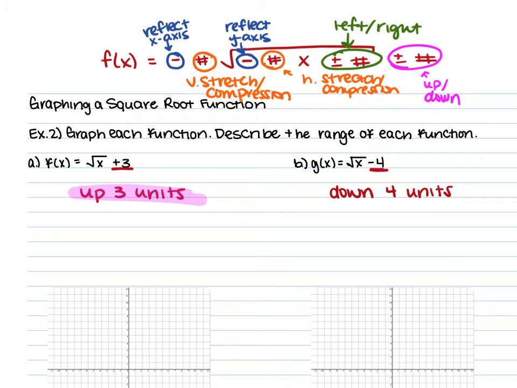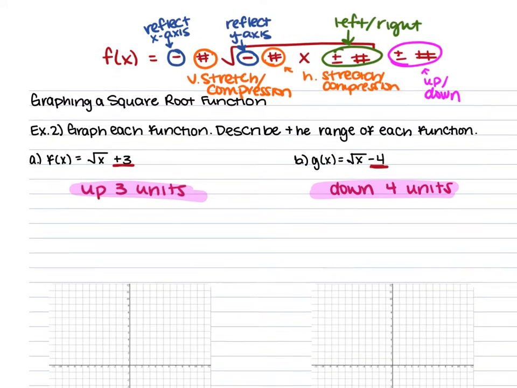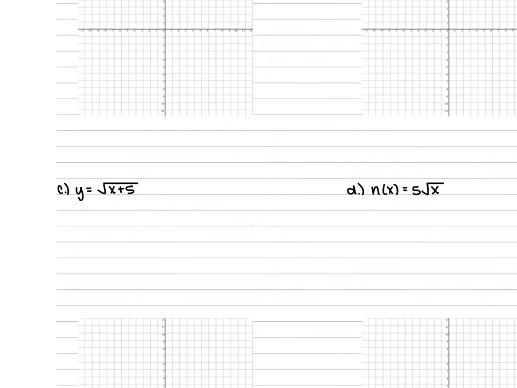So you see here that if it's plus a number after the radical or minus a number after the radical, it's going up or down. Plus a number means you're going up that many units. Minus a number means you're going down that many units. Our next example, we are given y is equal to the square root of x plus 5. This plus 5 is under the radical, so it's happening horizontally. We want to think opposite of what we see. So opposite would be a negative, which means we would go to the left 5 units.